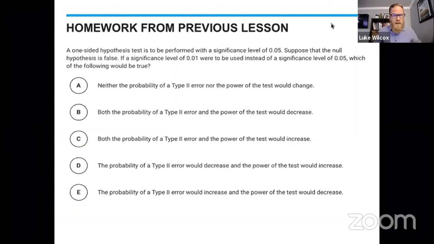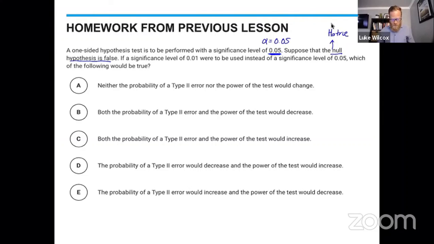So here's what the question says. A one-sided hypothesis test is to be performed with a significance level of 0.05. So I'm going to pause right there and recognize the fact that we are given the alpha level, the significance level of 0.05. Suppose that the null hypothesis is false. Okay, this is important. If the null hypothesis is false, I'm going to say that another way. That has to mean that the alternative hypothesis is true. And that's probably going to be something that we'll need to know to answer the question.